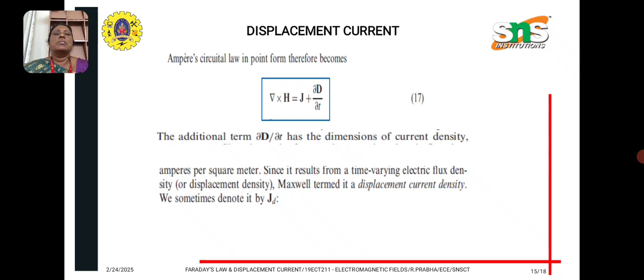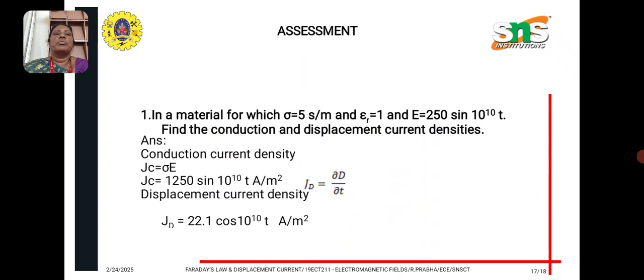So now Ampere's circuital law in point form is del cross H is equal to J plus dou D by dou t. So this additional term dou D by dou t has a dimension of current density, which is represented by amperes per meter square, because it results from time varying electric flux density or displacement density. So Maxwell termed it as displacement current density, and it is denoted by J_D.